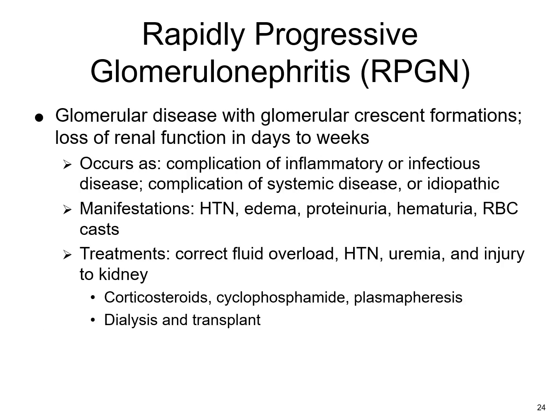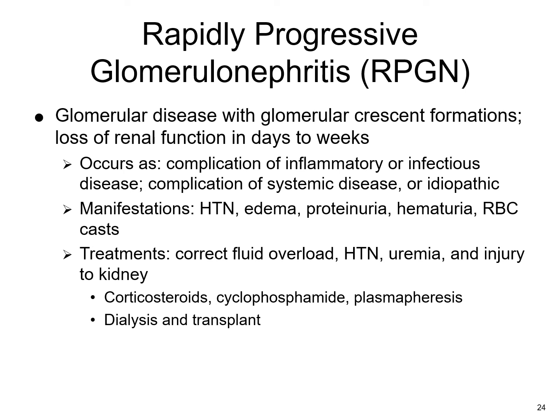They have this other one that I just left on here just so that you're aware of it. This is the glomerular disease with glomerular crescent formations. In this one, you can get loss of renal function in days to weeks. Key word here is rapid. So it's rapidly progressive glomerulonephritis. Just know that this is out there. Apparently, it occurs as a complication of inflammatory infectious disease. You're going to get things like hypertension, edema, proteinuria, hematuria, red blood cell casts.